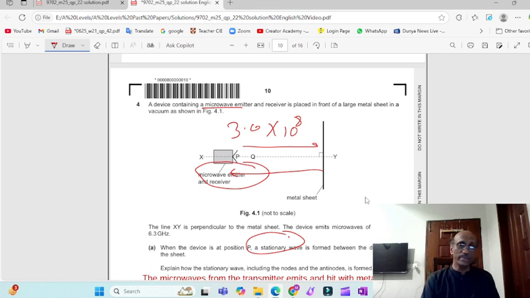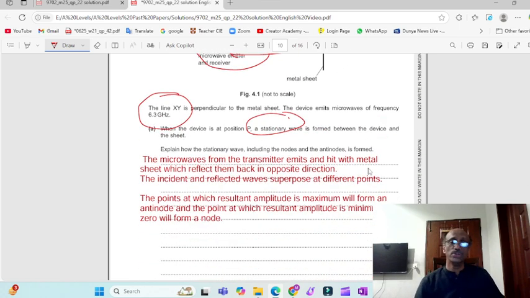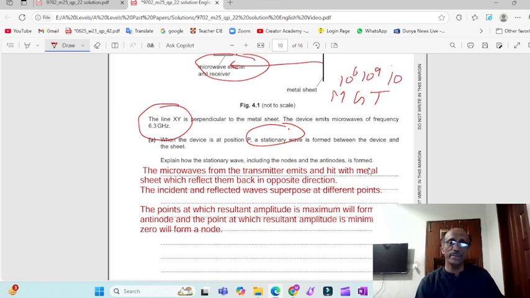So now another value is written, 6.3 gigahertz. Many of the students don't remember the value of giga. So MGT: mega is 10 raised to the power 6, giga 10 to the power 9, and then tera will represent 12. So you will remember these values by using this keyword, MGT.